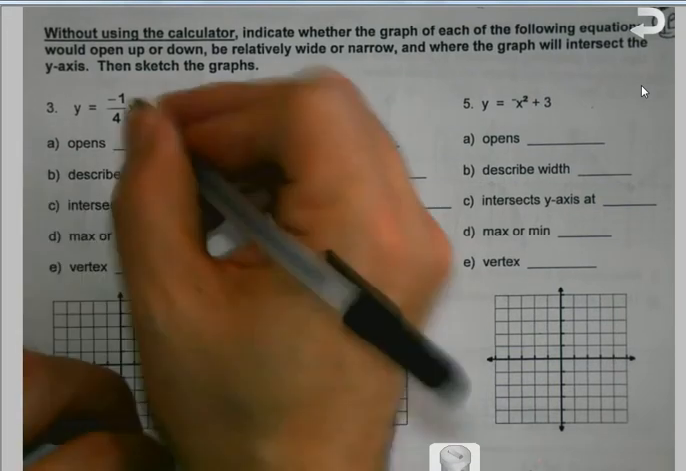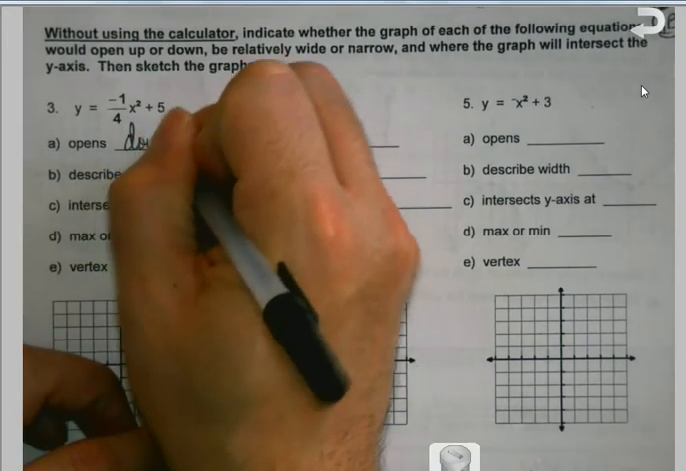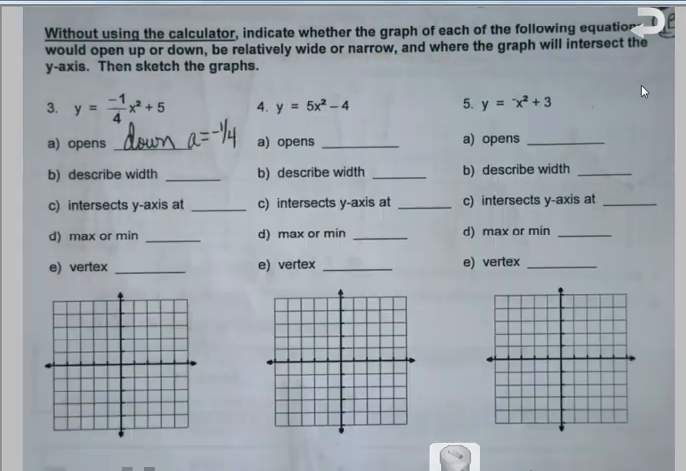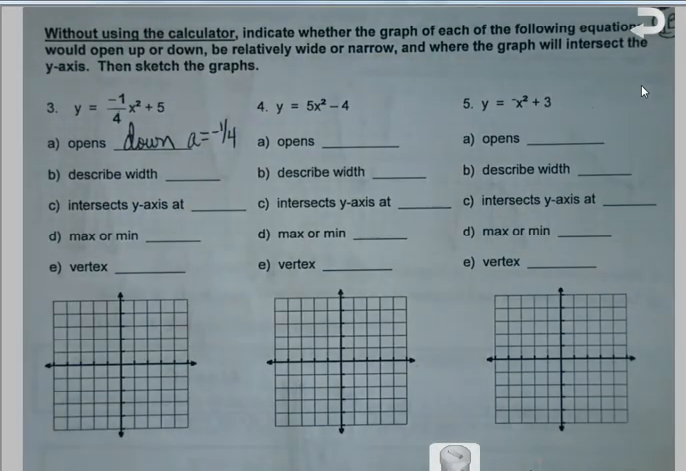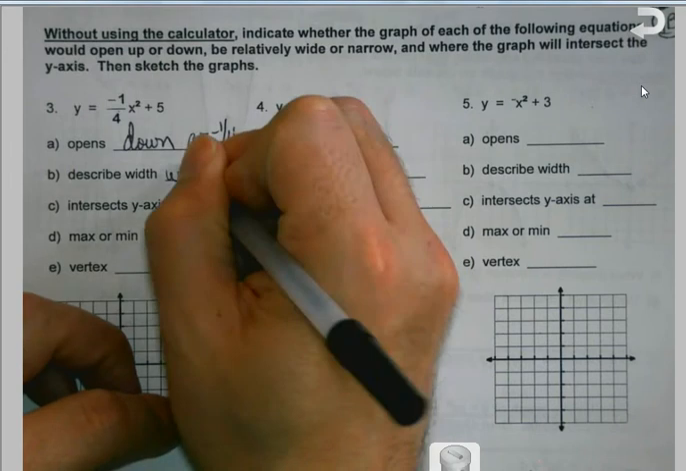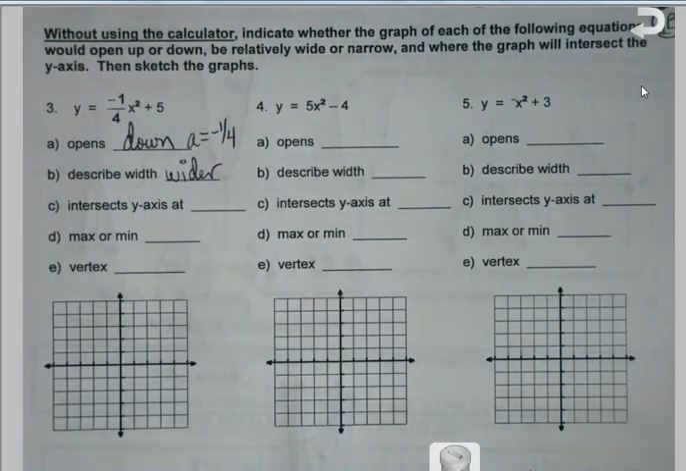Down. How do we know that? Yeah, my a value is negative 1/4, so that lets me know it's going to open down. Okay, so speaking of that 1/4, what's that going to do to the width of my graph? Yeah, it's going to be bigger. It's going to be wider. Because anytime we get that value that's fractional, that's between 0 and 1, it's going to get wider.